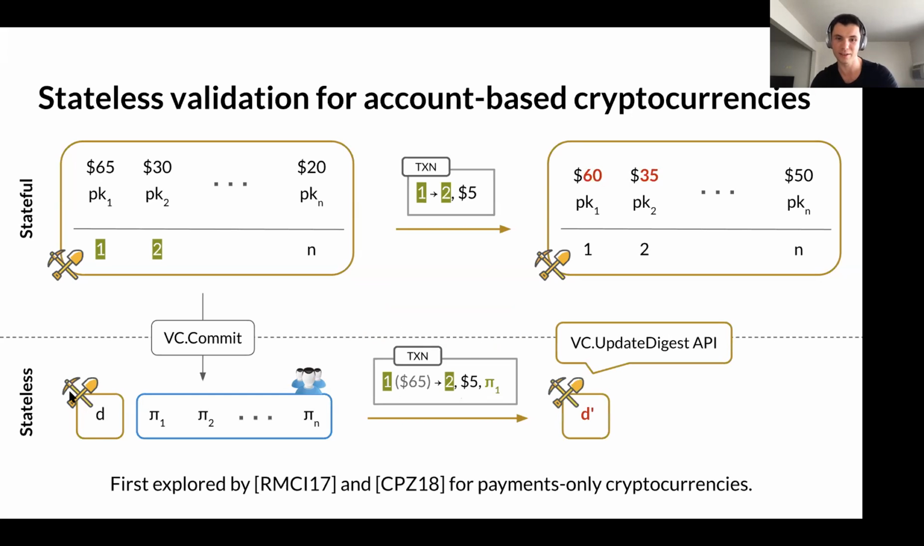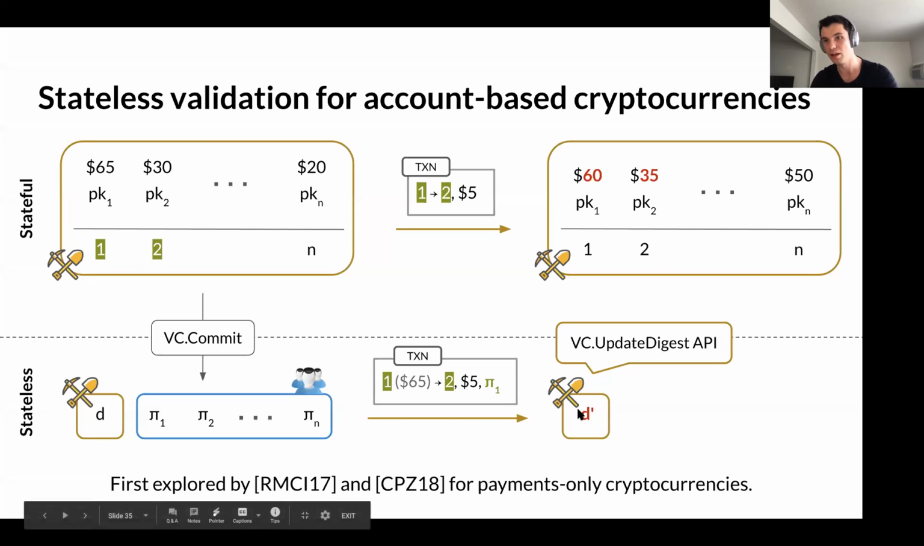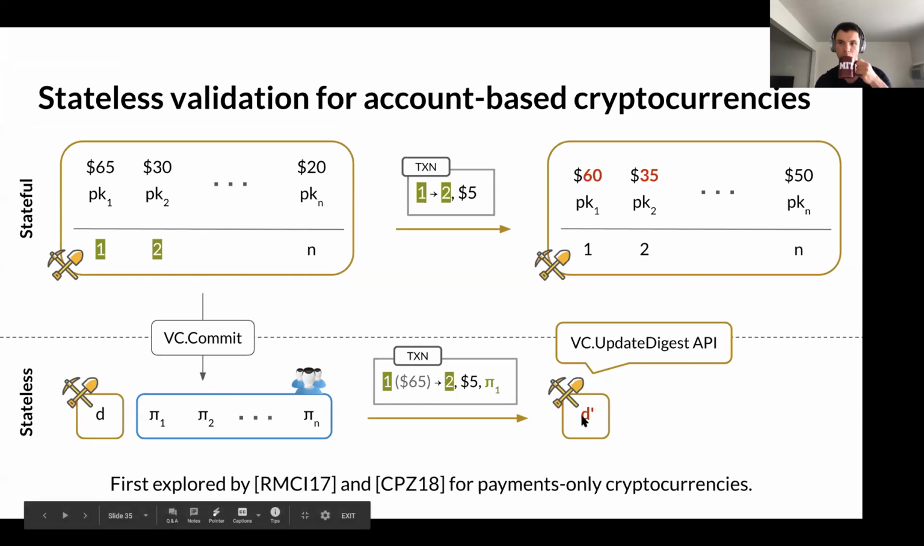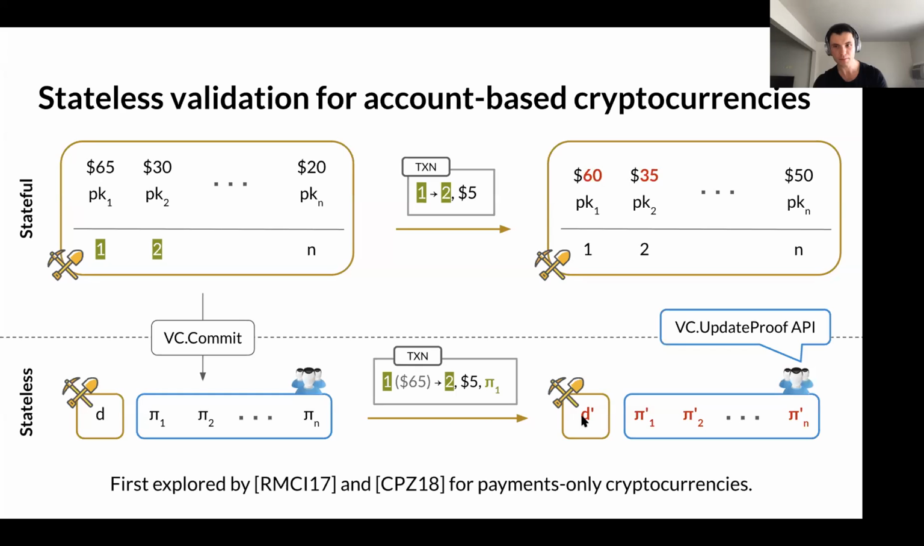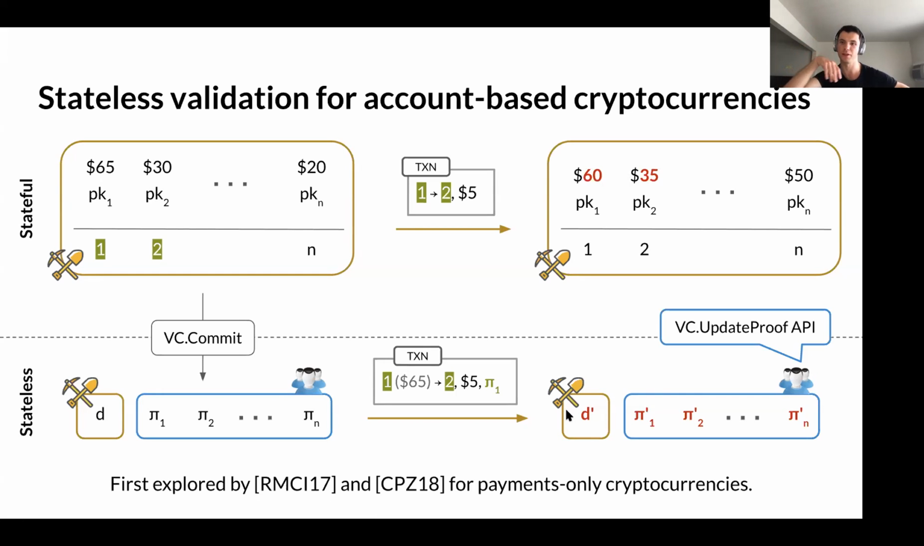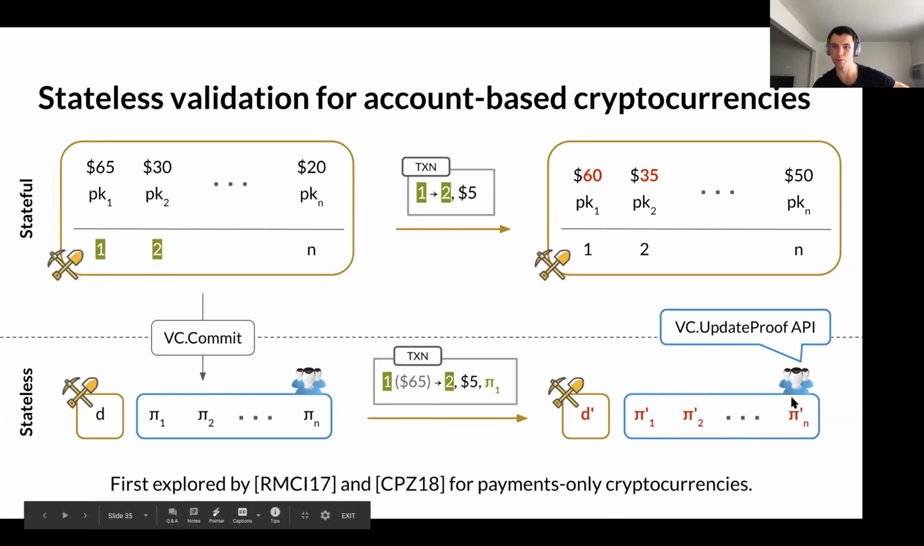But how does he do that? Because the miner needs to update this digest D into a new D prime. Well, some vector commitment schemes support such homomorphic updates, let's call them, where you can directly apply the update to the digest if you know the change. So the miner takes the change by minus $5 to user one and applies it to D, and the change by plus $5 to user two and applies it to D and obtains this D prime. And the other thing that has to happen here is these proofs were only valid with respect to D and they won't be valid with respect to D prime. So once you change something in the Merkle tree, all other proofs will be invalid. So you have to update all proofs. And a lot of VC schemes support this.